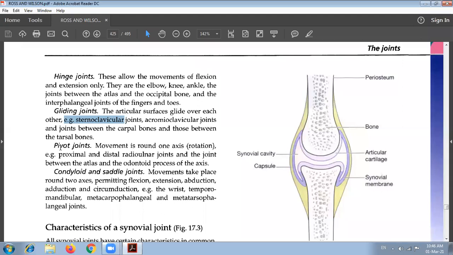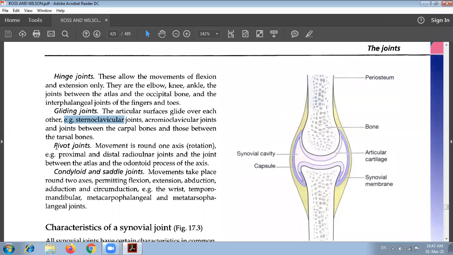The next joint is the pivot joint. As we have discussed, I told you about the pivot joint between the atlas and the axis. So the movement is around one axis, that is rotation. You can see here that you can rotate your neck 360 degrees. So this pivot joint gives the movement of 360 rotation, and this is due to the pivot joint which is present between the axis and the atlas.